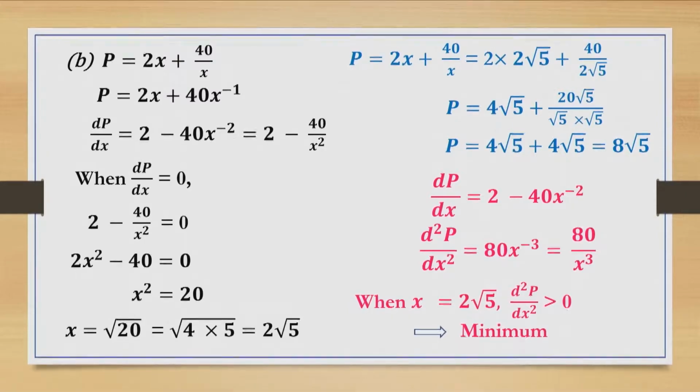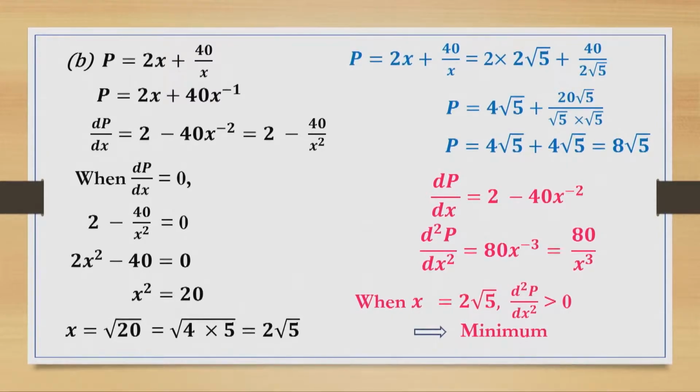I replace the value of x which I have obtained earlier, that is x equal to 2 square root of 5, into d2p by dx2 and I obtain a positive value, which means that p is a minimum.